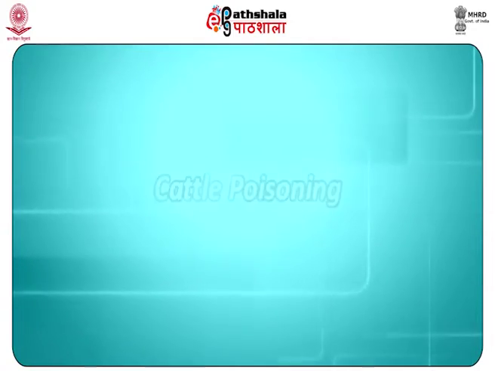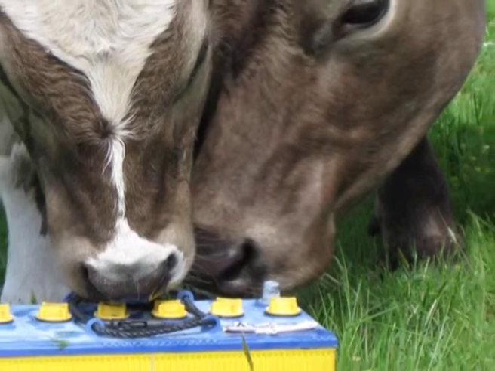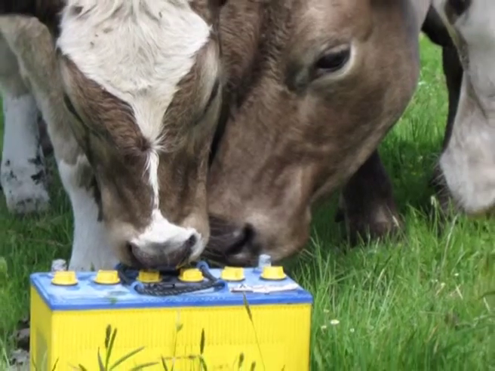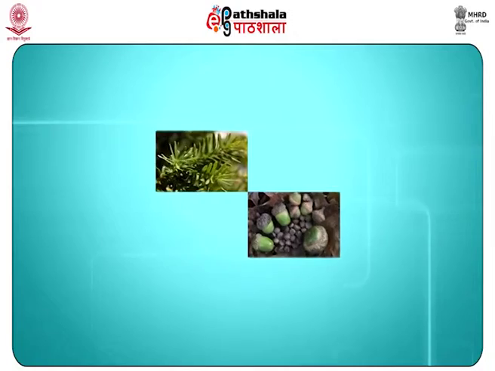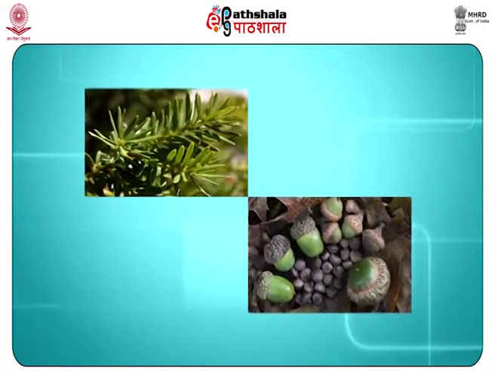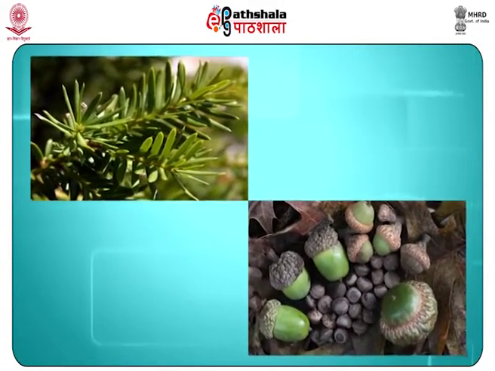Cattle poisoning. Young calves can catch lead poisoning if they lick lead paint or batteries. A number of plants are lethal to cattle, including yew leaves and acorns. Cattle may suffer nitrate poisoning when there are high nitrate levels in meadow and crops, especially after dehydrated weather or where a lot of nitrogen fertilizer has been applied in winter or spring.